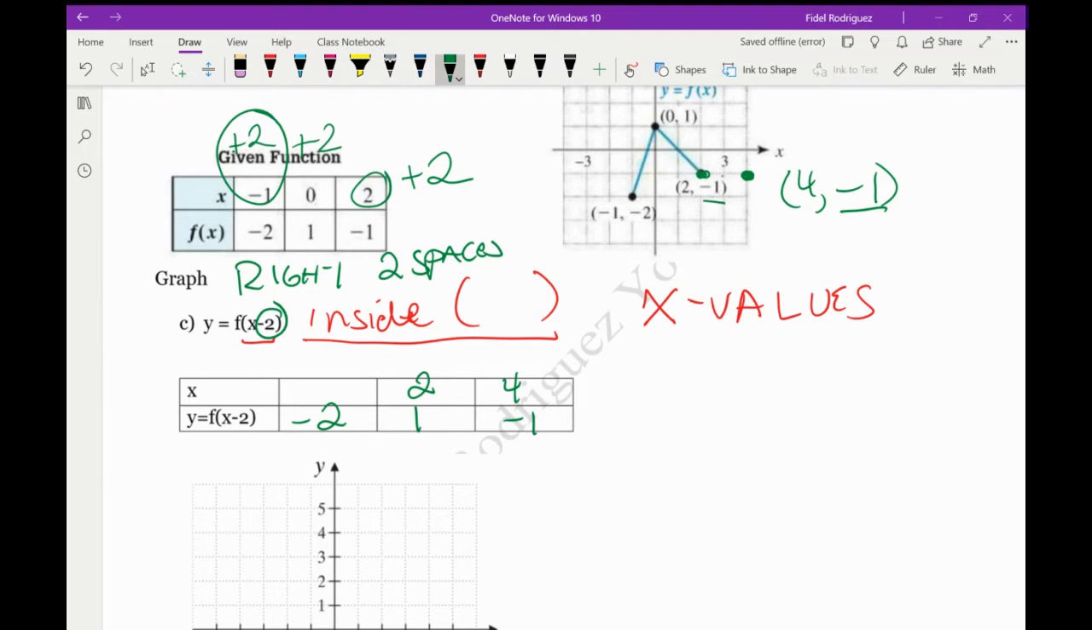Anybody know? 1? Good. Okay, so I want you to notice something. Since we're moving to the right, we're actually adding 2. And sometimes people will say, but look what we have on the inside. We have a minus 2.